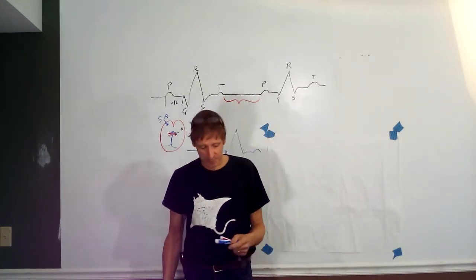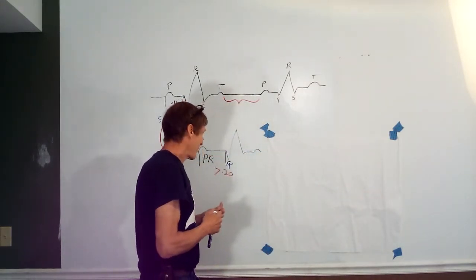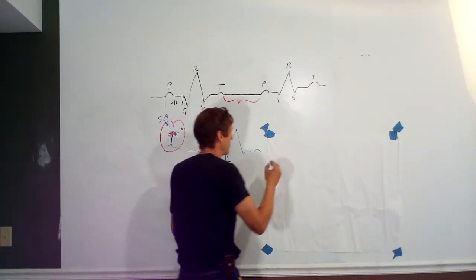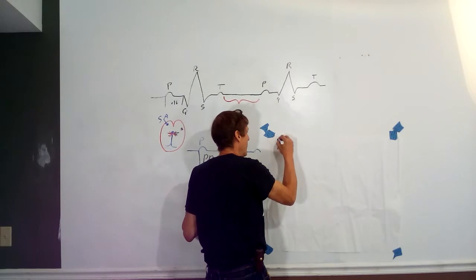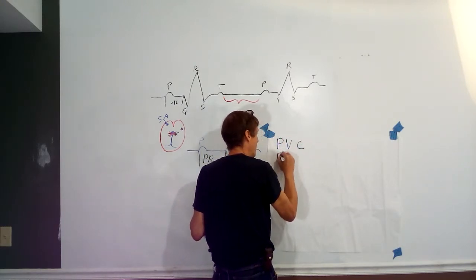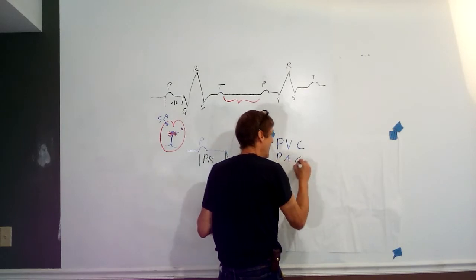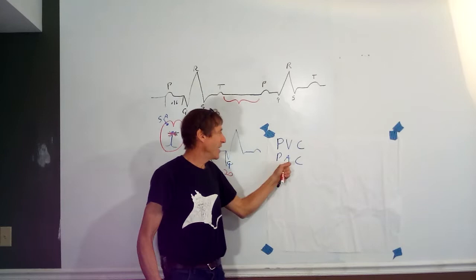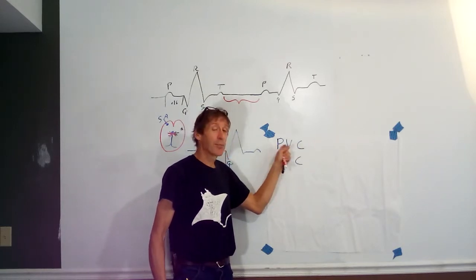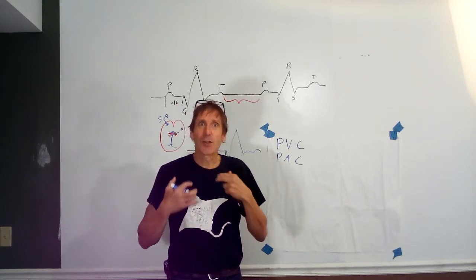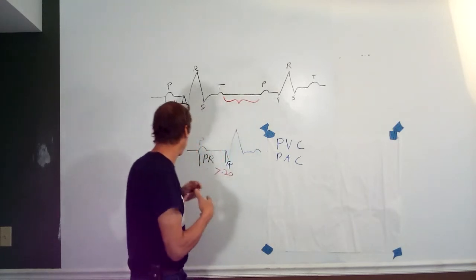There, new sheet of paper. All right, let's look at a couple more if I can squeeze them in here. PVC and PAC. These are similar. PAC is premature atrial contraction. PVC is premature ventricular contraction. They're caused basically by the same thing, it just depends on where they're located.